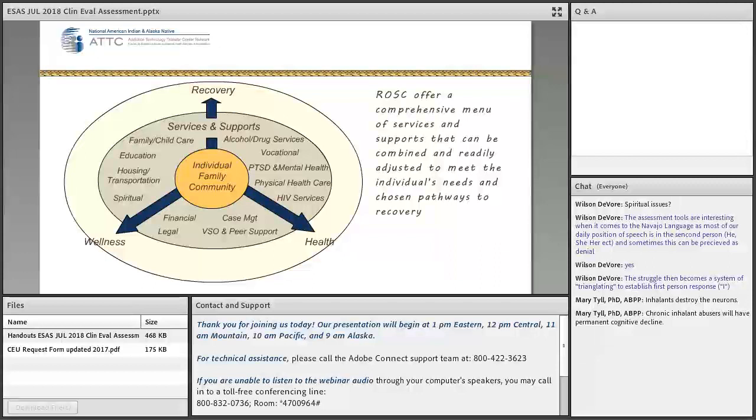So spiritual, you might be able to go to healers, medicine people, spiritual people, or elders within the community to help them get that. So it goes on a little bit further over time to be able to help them. PTSD, mental health: is there something out there for veterans or something like that to be able to help them, depending on what they need?